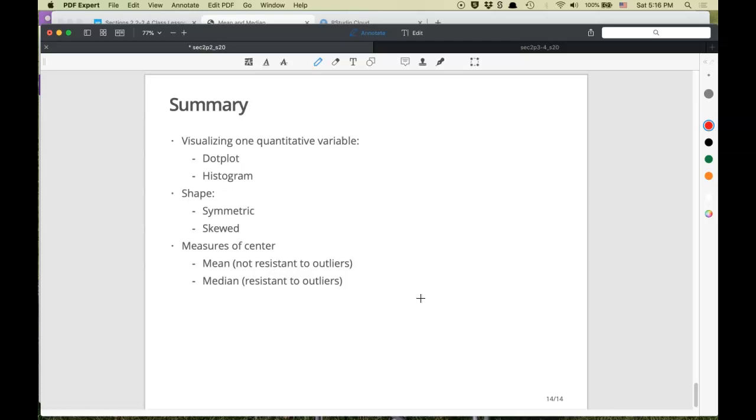Okay, so that's probably a good stopping point. That kind of covers the essence of section 2.2.